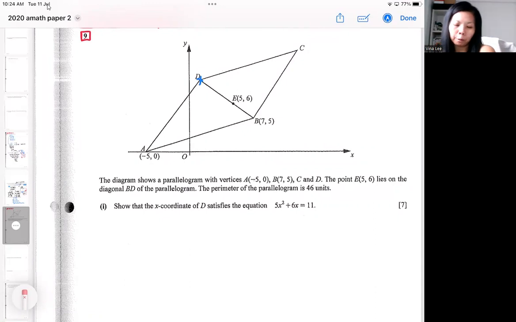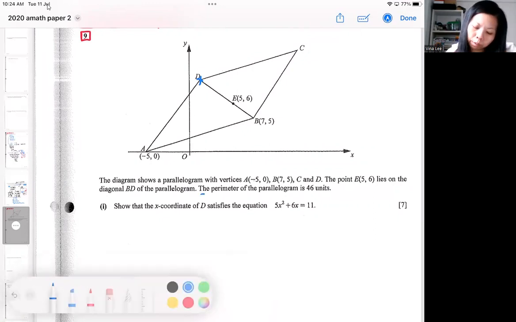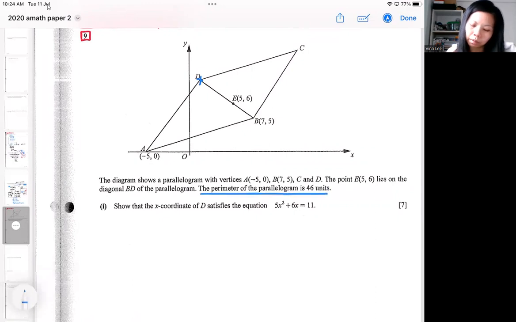So the first thing will be the shape is a parallelogram, and then they gave us the perimeter. So I need to make full use of the perimeter. In order to make full use of the perimeter, you need to think, will you be able to find a specific length first? So in this case, I can use my length formula to find length AB. If you find AB, it will be 13 units.